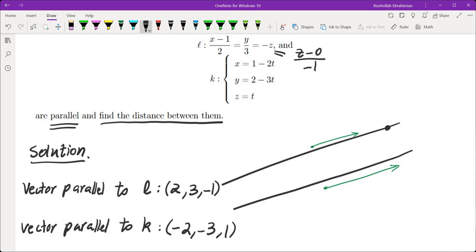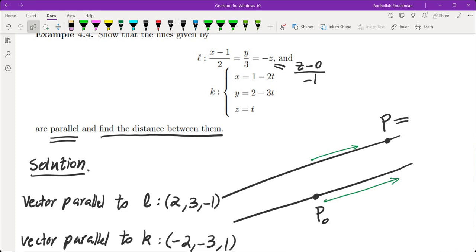Because the two lines are parallel, we could take one point on one and find the distance using the distance formula that we just learned. So what is the point on line L? We know that one point would be 1, 0, 0. Those are obtained by setting all of these three things equal to 0. So x equals 1, y equals 0, and z equals 0. P0 would be a point on the second line, and that would be 1, 2, 0. And the direction vector here was -2, -3, 1.